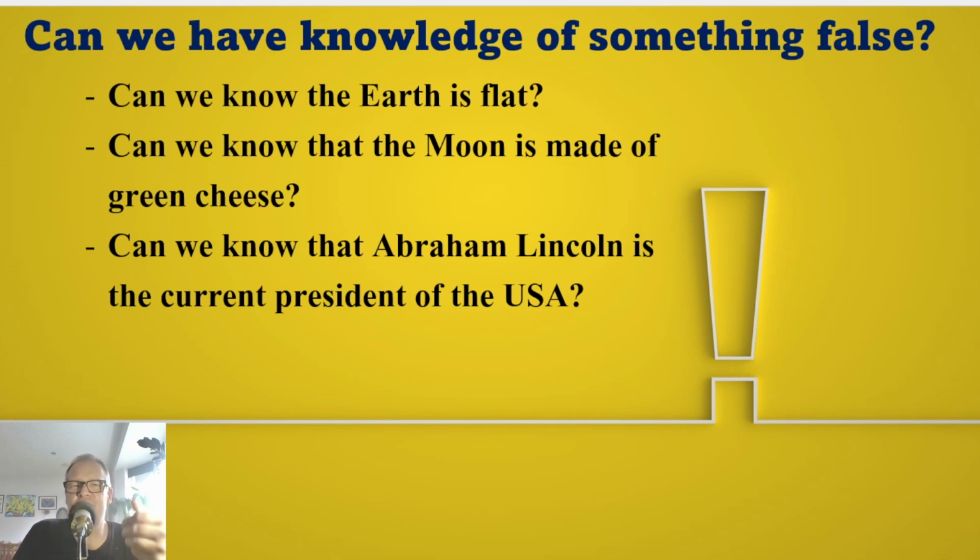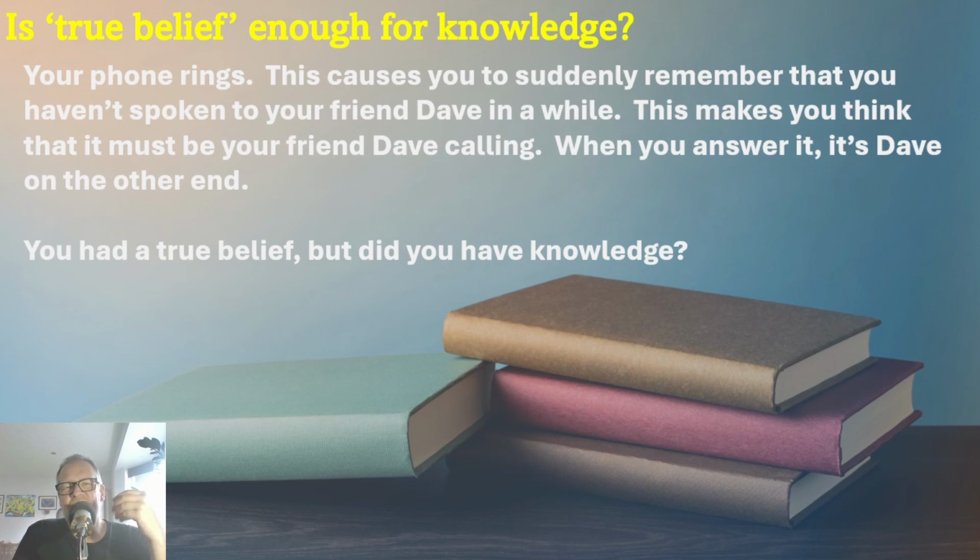And this is an important question to ask ourselves. Does knowledge have to be true? So from what we just discussed, it seems to be the case that in order for us to know something, that thing must actually be the case. It must be true. We can't say that we know the current president of the US is Abraham Lincoln if the current president of the US is not Abraham Lincoln.